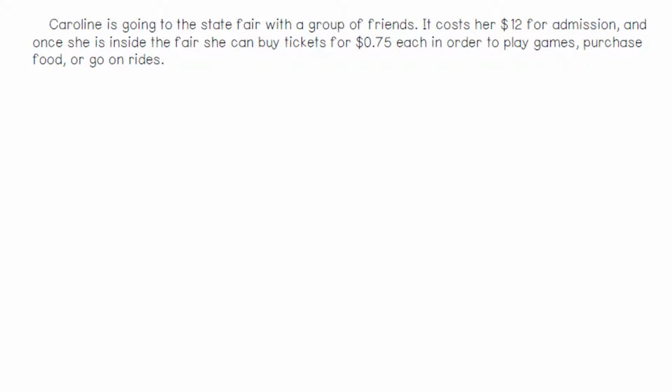For this problem, it says Caroline is going to the state fair with a group of friends. It costs her $12 for admission, and once she is inside the fair, she can buy tickets for 75 cents each in order to play games, purchase food, or go on rides. So for our m value, we are using this answer here where it says 75 cents each. 75 cents is our slope, our rate of change.